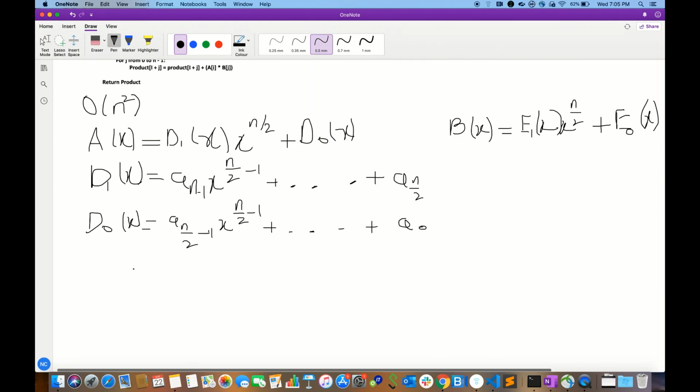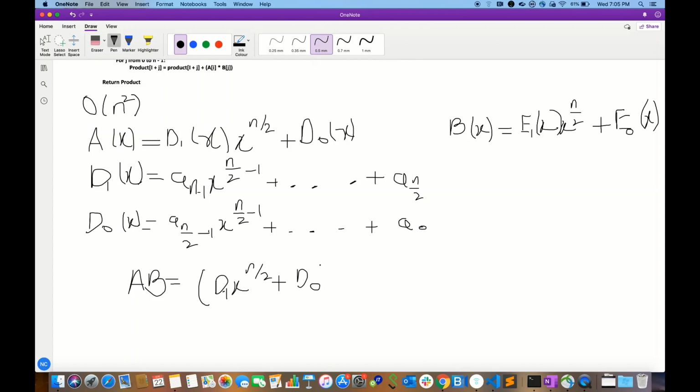So what it yields as ab equals d1 x n by 2 plus d naught times e1 x n by 2 plus e naught.